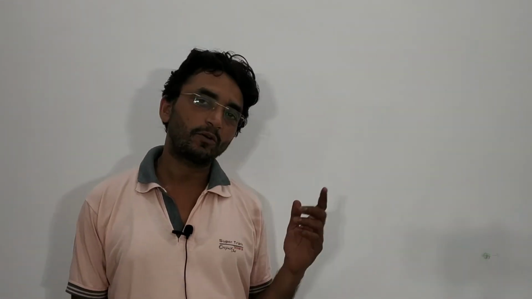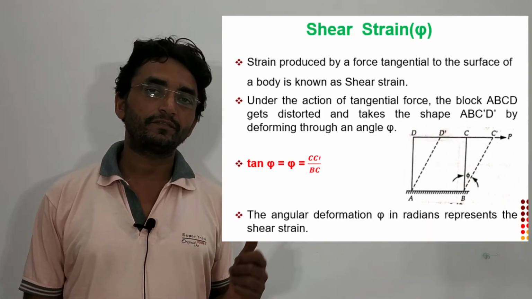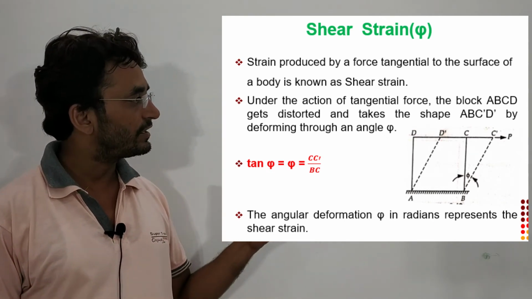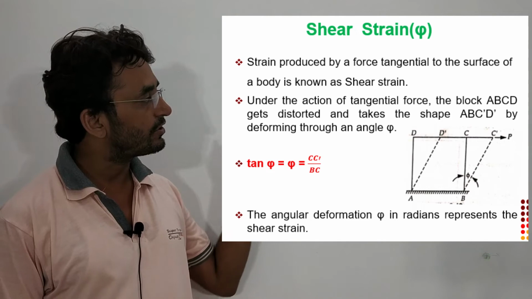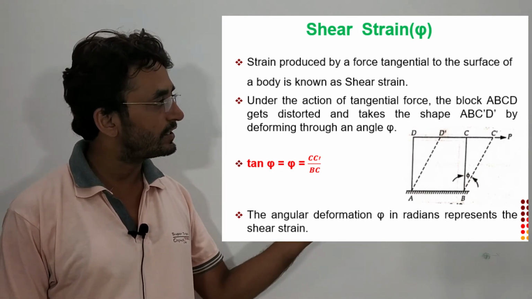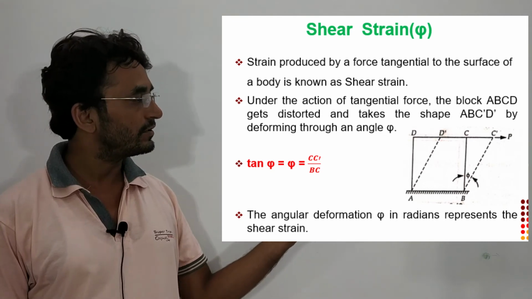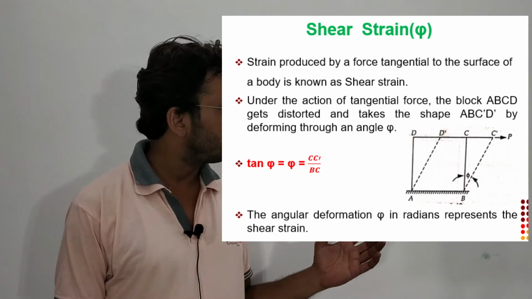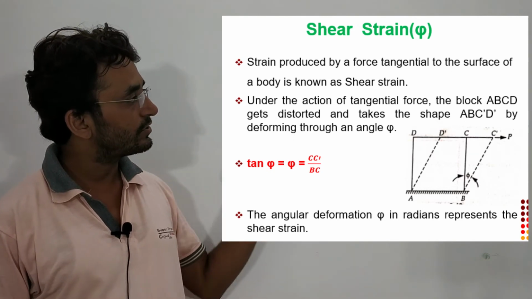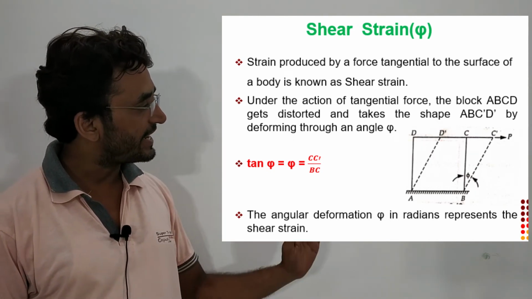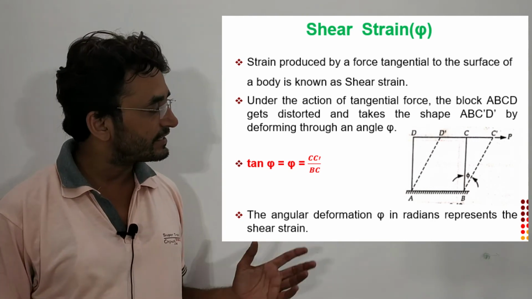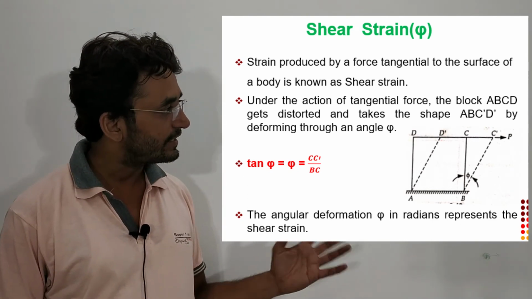Now come to the next topic, that is shear strain. In this figure we can easily see that whenever a tangential load acts on a block, due to this shift or distortion of the body, strain is developed in the body. So we can see a block ABCD. When a tangential force acts on this block, the edge shifts at an angle phi. So phi represents the shear strain in radian.